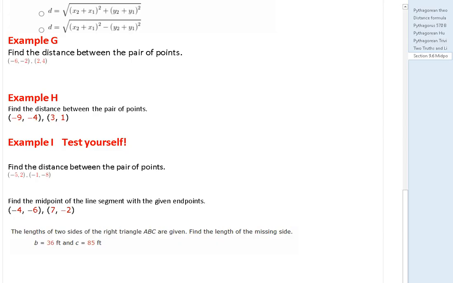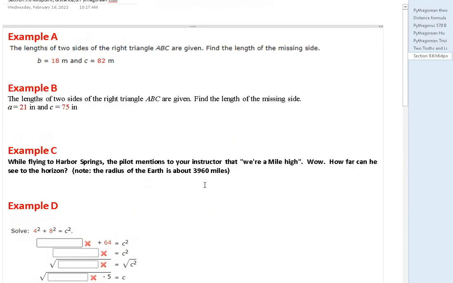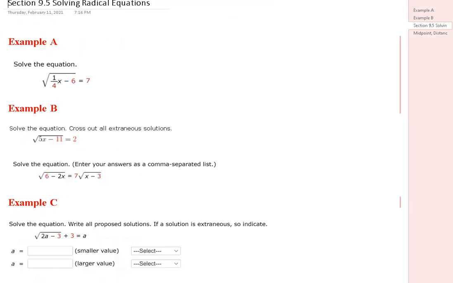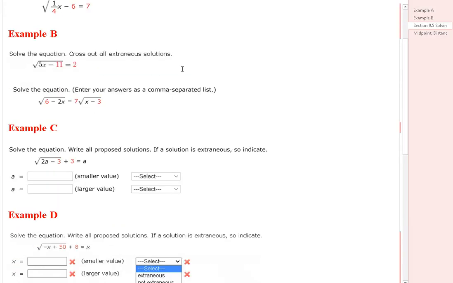All right. Let's see. Oh, it's the wrong section. Here we go. Let's try another one. Square root of 5x minus 11 equals 2. So example B.